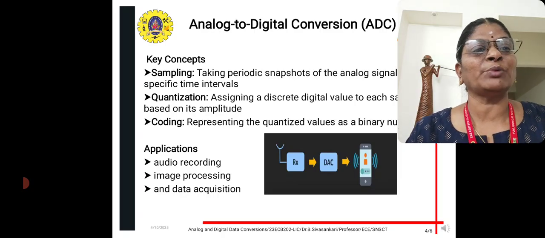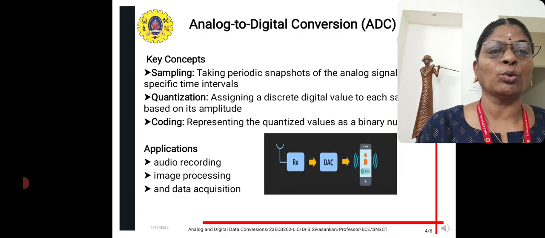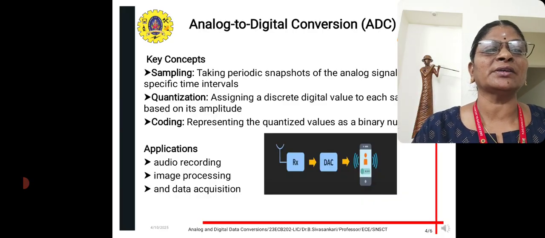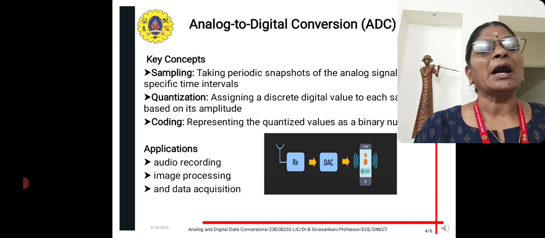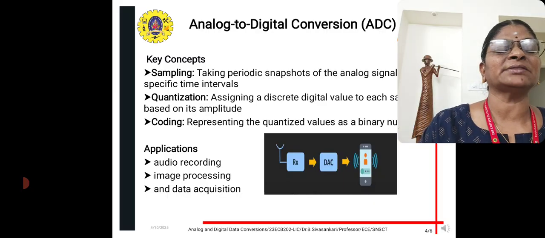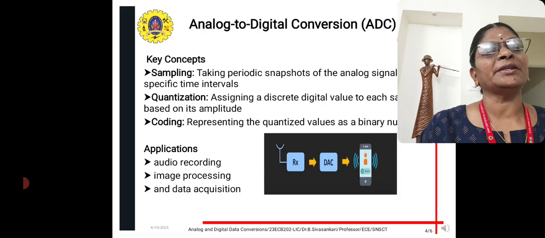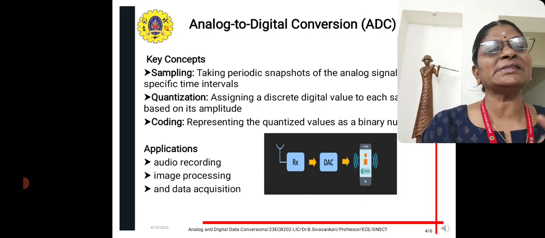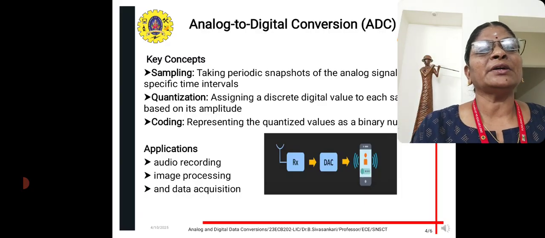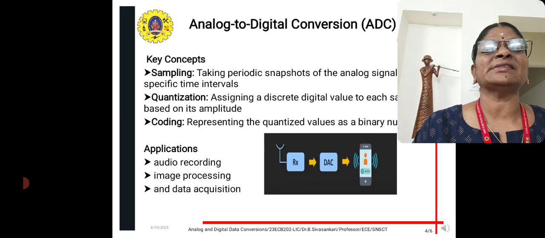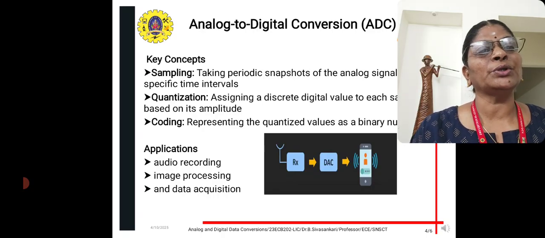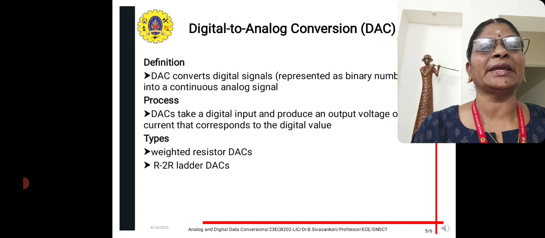The same as in the previous slide, I explained how the signal reaches the transmitter part, right? From the transmitter part, the same antenna is accessed in our receiver part, and the signal is received there and again passed into the DAC, that is the digital to analog converter, and it is received in our microphone. This is the entire process of ADC and DAC. So the key concepts of ADC are the same: sampling, quantization and coding. The applications are audio recording, image processing and data acquisition.